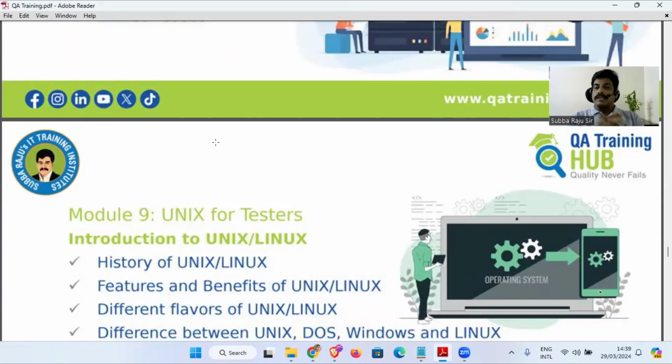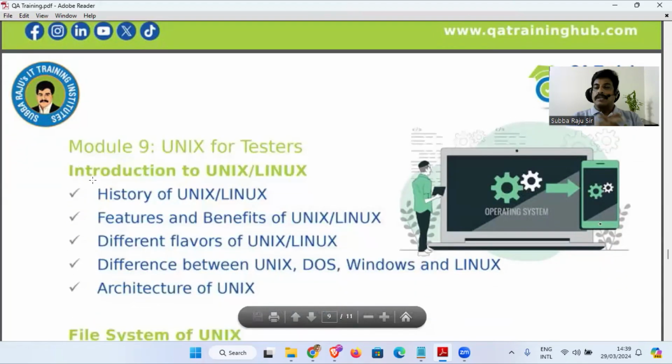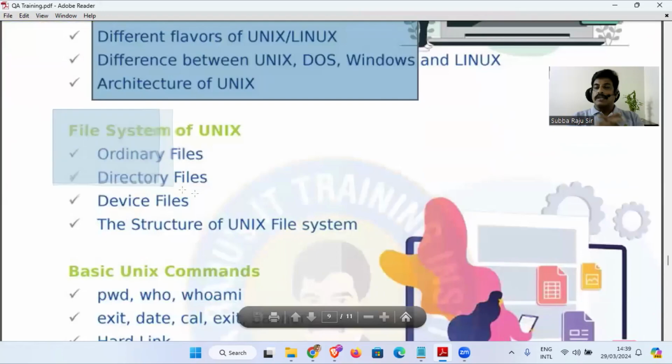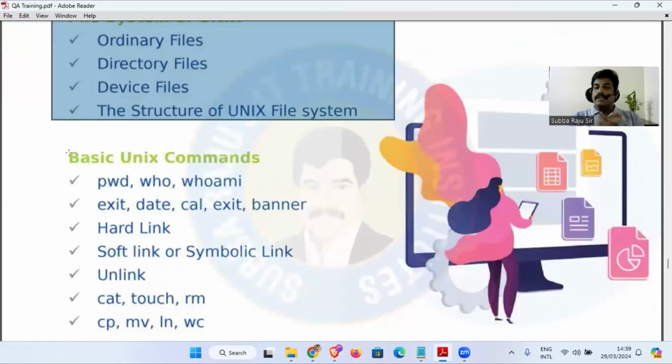I'm not going to stop with that. If more knowledge is required, Unix is also required. As a test engineer, if you have Unix knowledge, you are the ultimate. So what is Unix? History of Unix, its features, the main benefits and architecture of Unix, what is a file system in Unix, and what are the basic Unix commands?